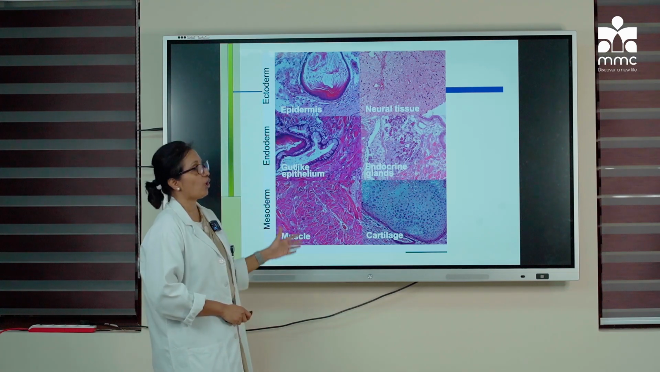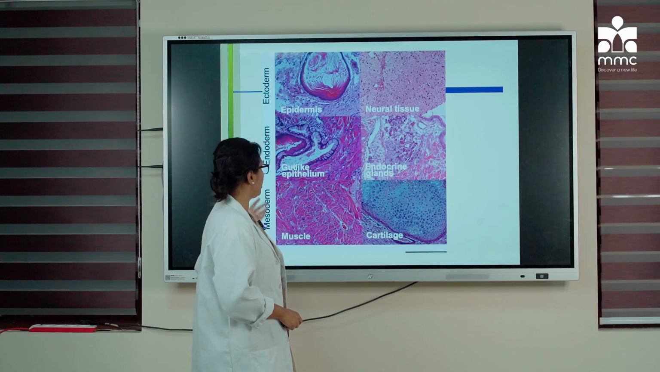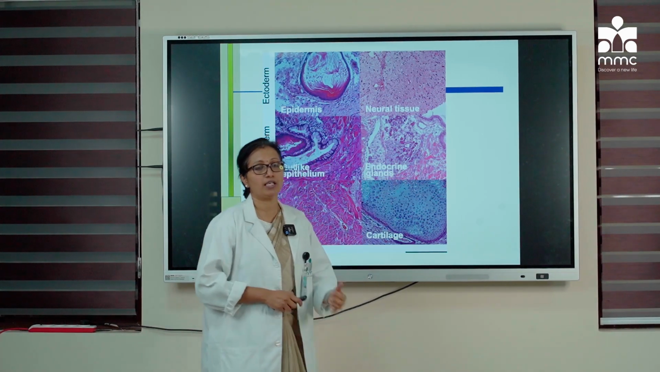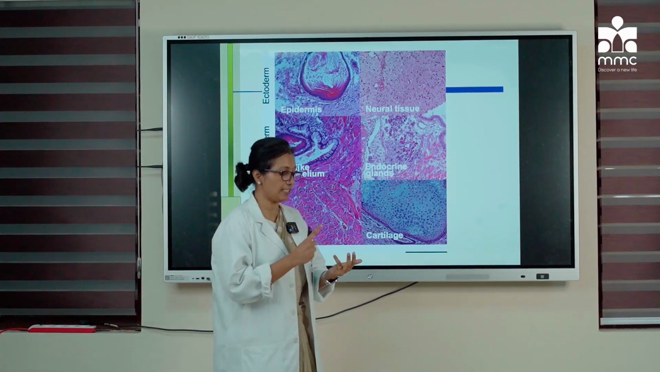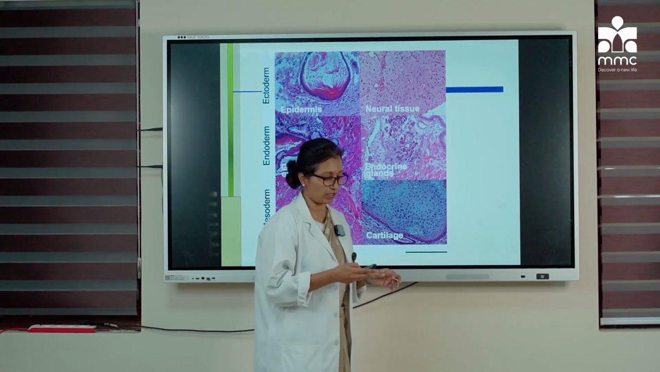Now these are all the three germ cell layers that it arises from. You have an ectoderm, endoderm and a mesoderm, and you have different tissues that can be seen in teratoma, right from mature skeletal muscle, fat, nerve, name the tissue, you can see that in teratoma.